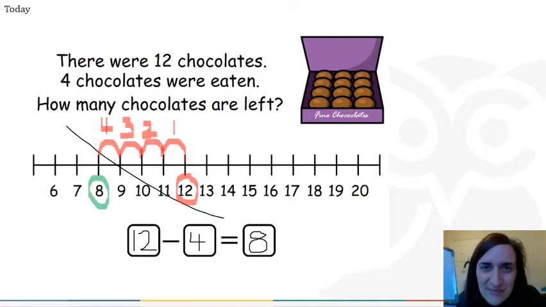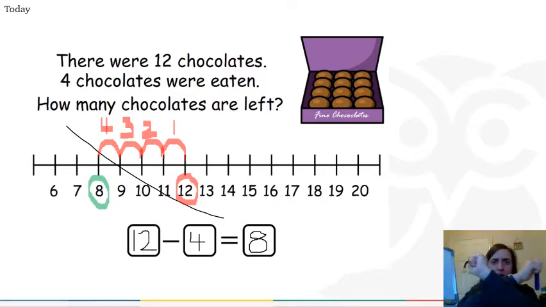You are amazing. How could I show that with the pictures of the chocolates? There's 12 chocolates in that box. If I take away 4, what could I do to my picture to show that 4 have been taken away? I heard you all saying it. Wow, we could cross them out. Show me your cross out hands. We're going to cross out 4 of those chocolates that greedy Miss Harlan has eaten. So she's just had 4.